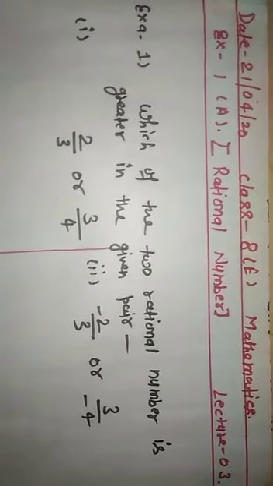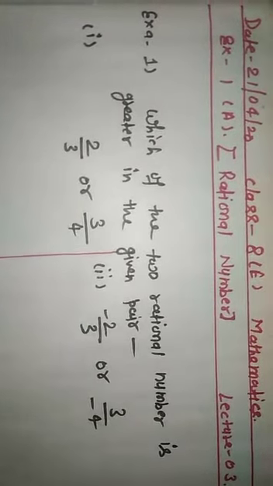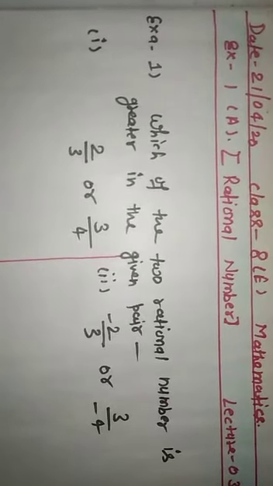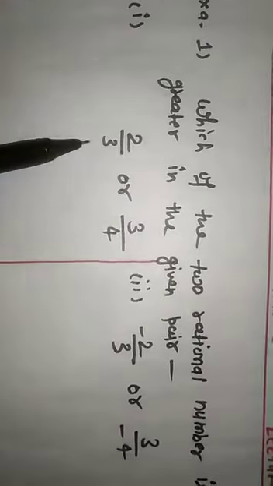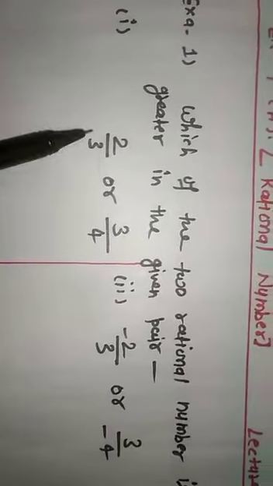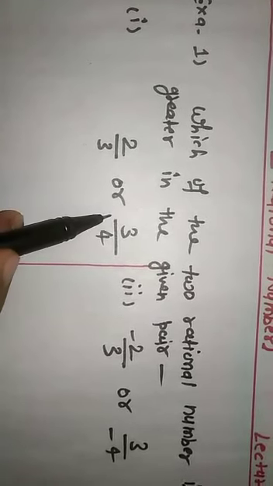In this lecture, we will study how to find the greater rational number. For this, we take an example: 2 by 3 and 3 by 4. Which of the rational numbers is greater?